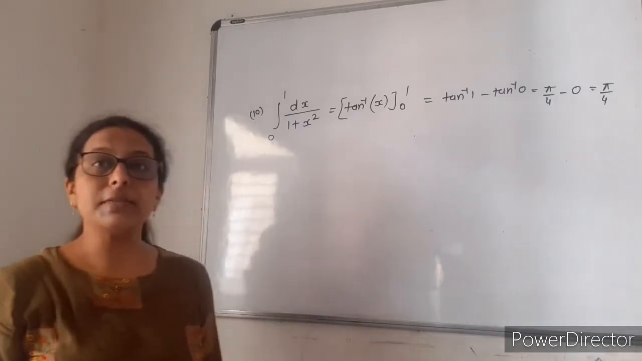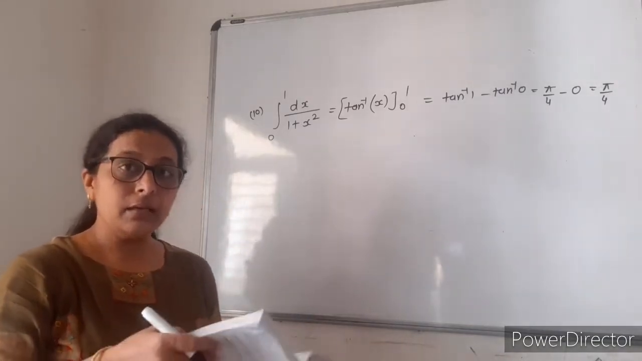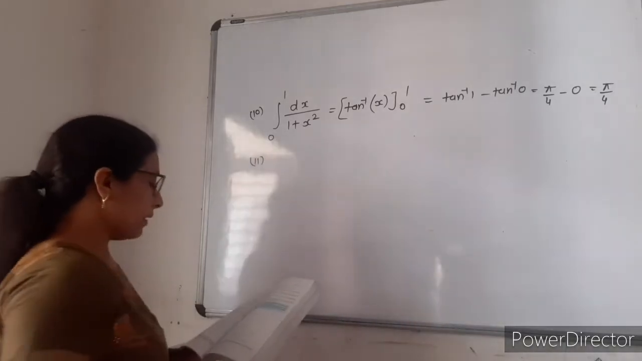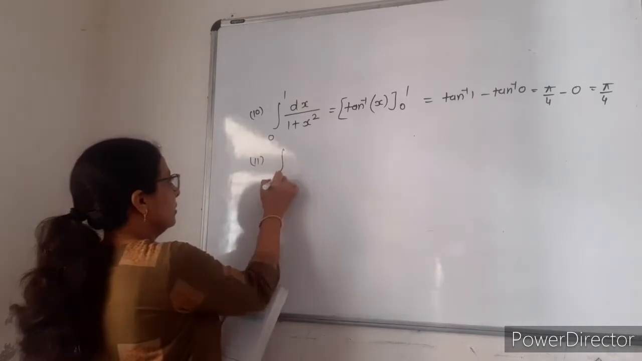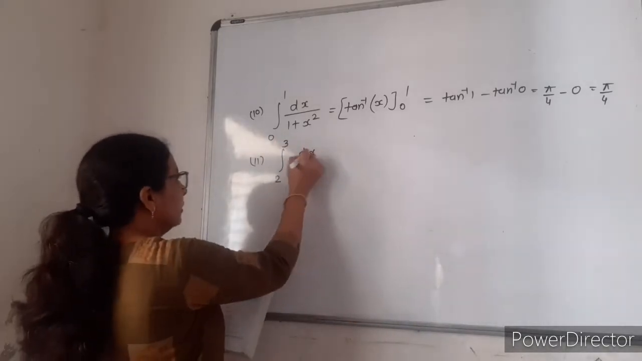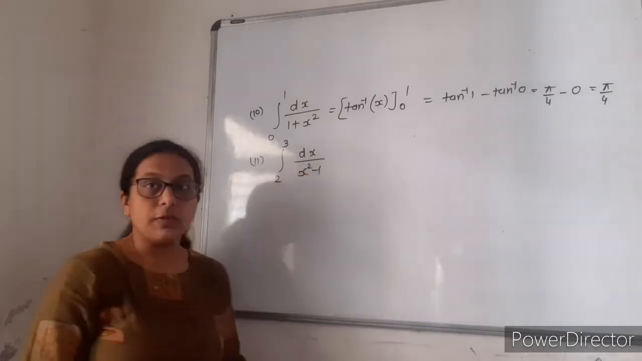This is all MCQ type. That is a 1 mark question. Then question number 11 is integration 2 to 3 dx upon x square minus 1.